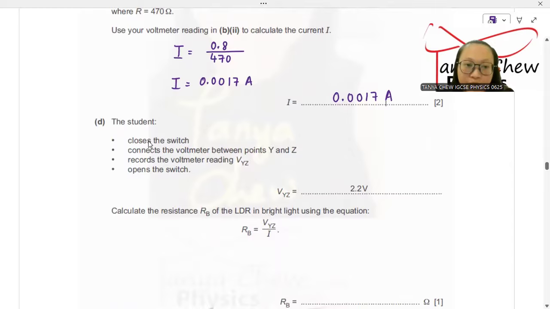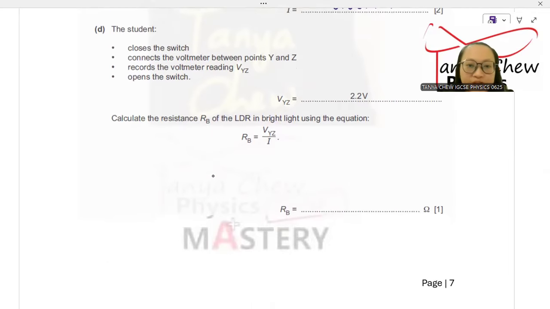Now, the student closes the switch, connects the voltmeter between points Y and Z, records the voltmeter readings, VYZ, opens the switch, and VYZ is given. Calculate the resistance RB. So I'm going to put RB is equal to 2.2 divided by I value that we calculated just now, 0.0017. So I got 1290 ohm. Wow, it is quite big. Or you want to round it off to 1300, it's not a problem. I'm going to put it in 3 significant figures, 1290 ohm.